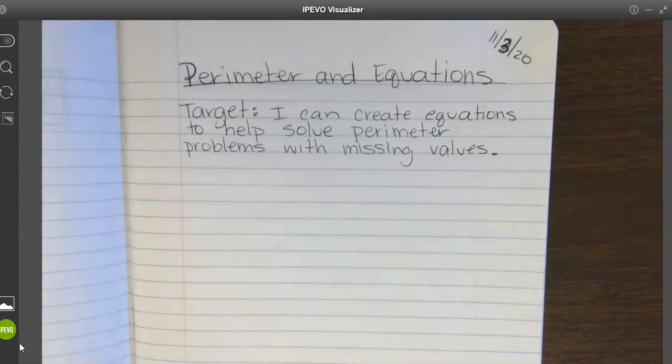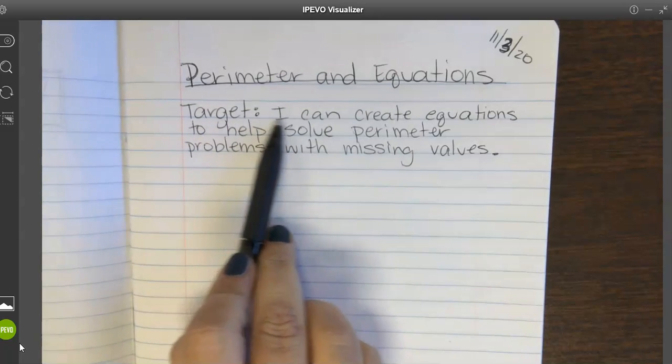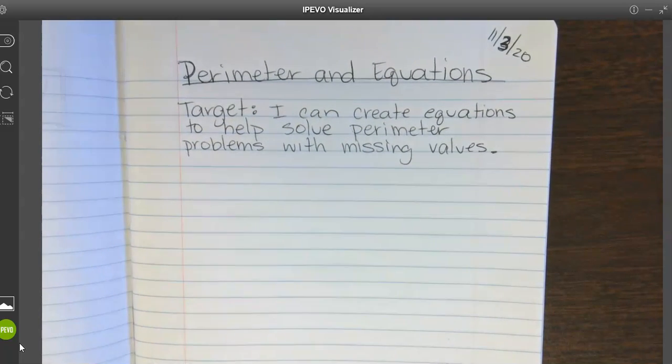So when you are working with perimeter, sometimes you have a missing value in your perimeter problem, and you can use equations to help solve those, okay? So our target for today is: I can create equations to help solve perimeter problems with missing values. So go ahead and pause the video, write down your title, your target, and your date.